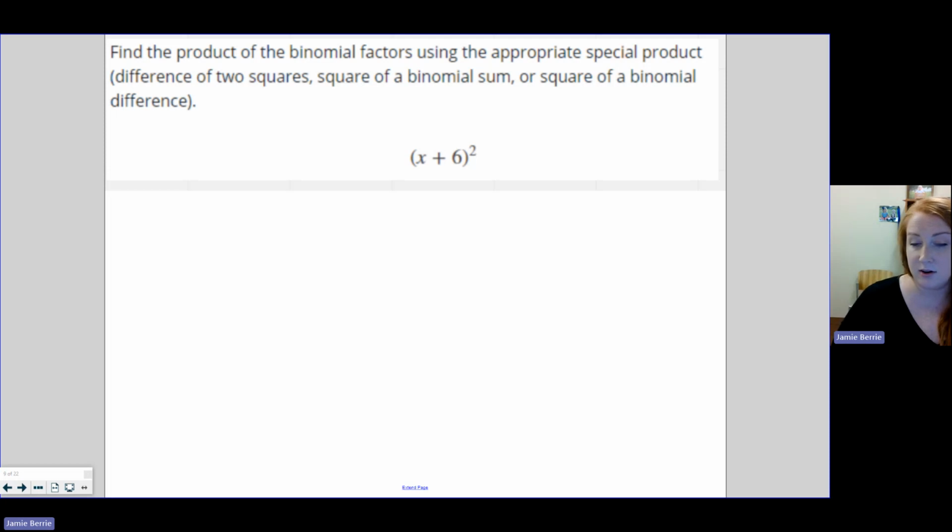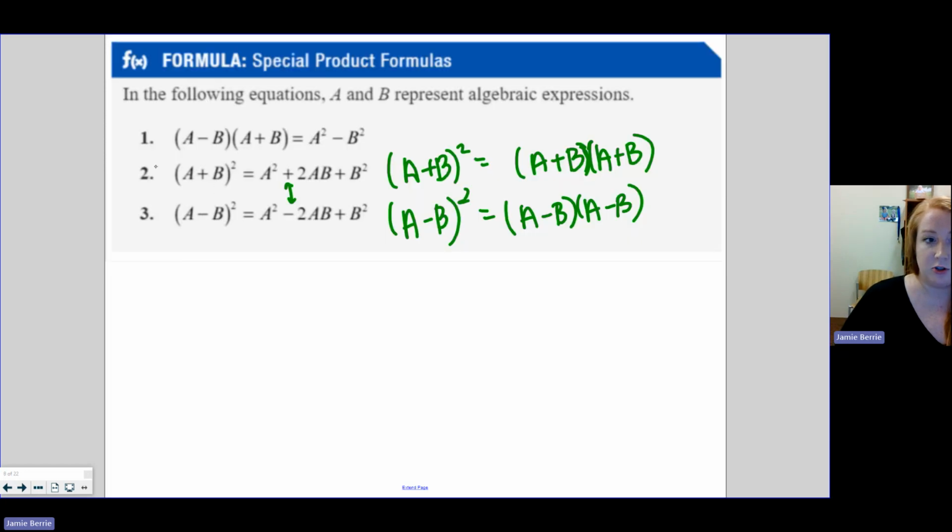Here we have another multiplying problem. Again, I'm just going to set this one up for you. I'm not going to work it all the way out. It says find the product of the binomial factors using the appropriate special product, difference of two squares, square of a binomial sum, or square of a binomial difference. You do not need to use the formula. You can if you want to. If you wanted to, you would be using this one because it's addition.